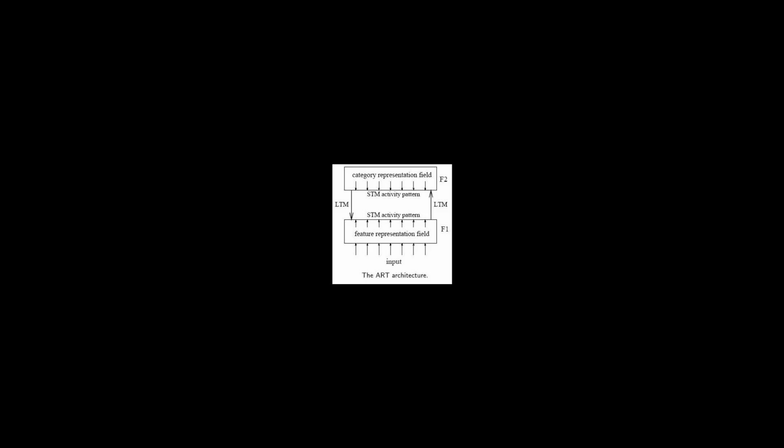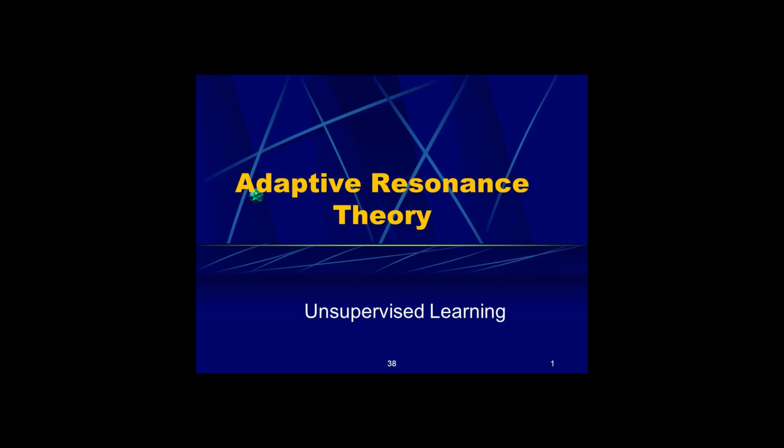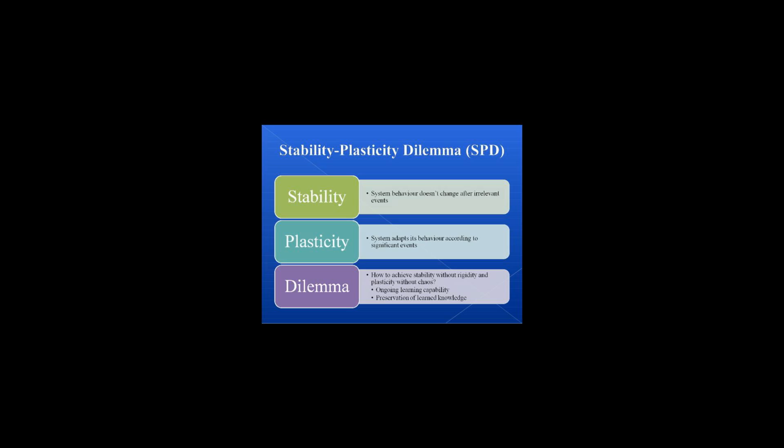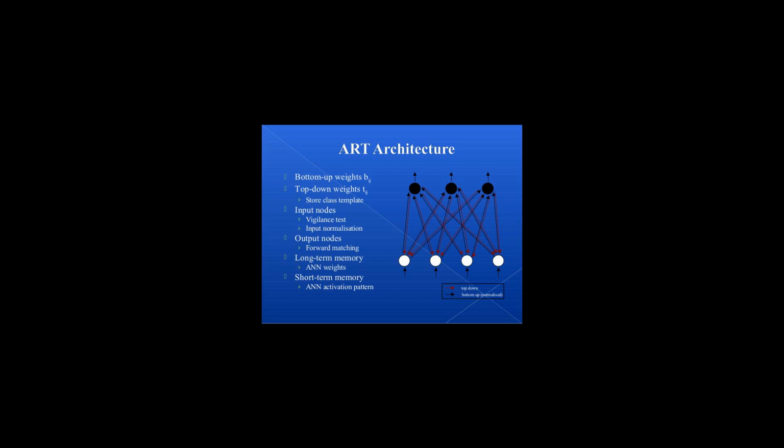Fuzzy ARTMAP is merely ARTMAP using fuzzy ART units, resulting in a corresponding increase in efficacy. Simplified fuzzy ARTMAP, SFAM, constitutes a strongly simplified variant of fuzzy ARTMAP dedicated to classification tasks.